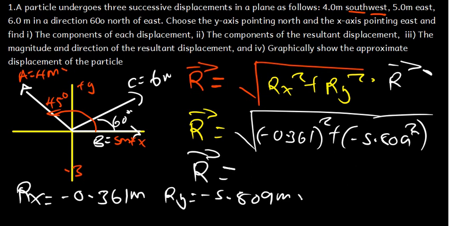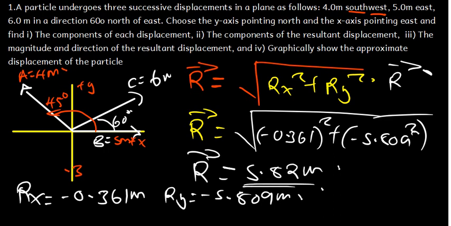So we have negative 0.361. We square it, plus 5.809 squared. You can ignore the negatives because if we square a negative, we get a positive. Now I take the square root. I'm getting the resultant as 5.8192 meters. So that is the magnitude.